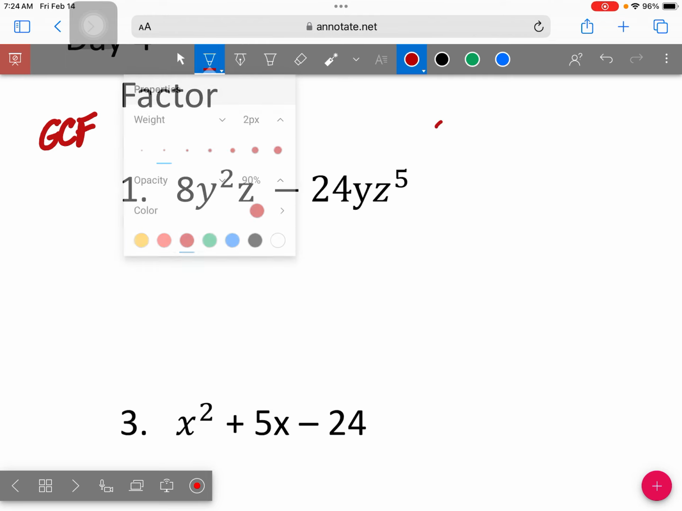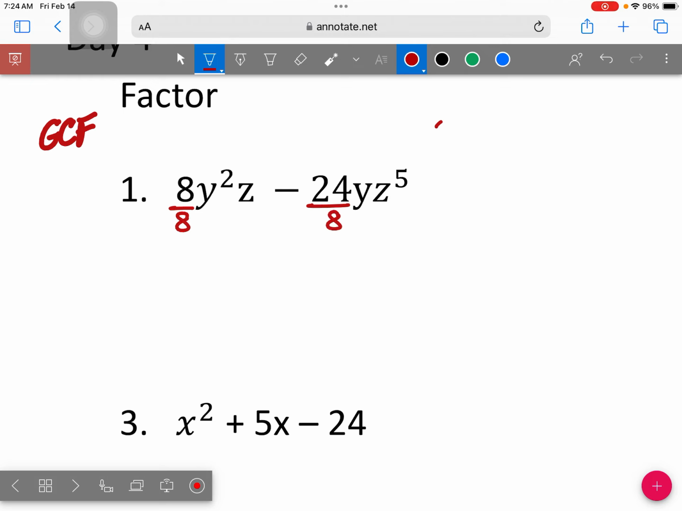Okay. Greatest common factor. So we take a look at the coefficient between 8 and 24. Start with your smallest number. Is 8 a factor of 24? Yes, it is. So we can divide by 8.